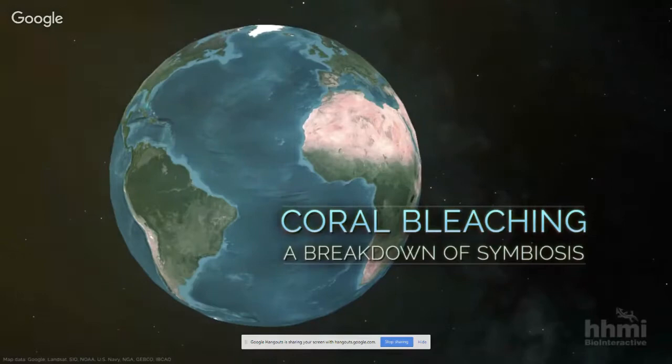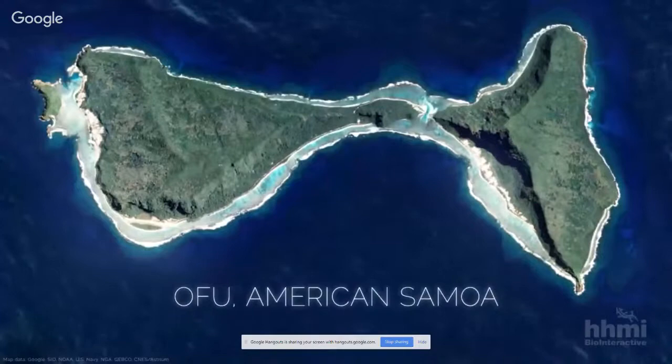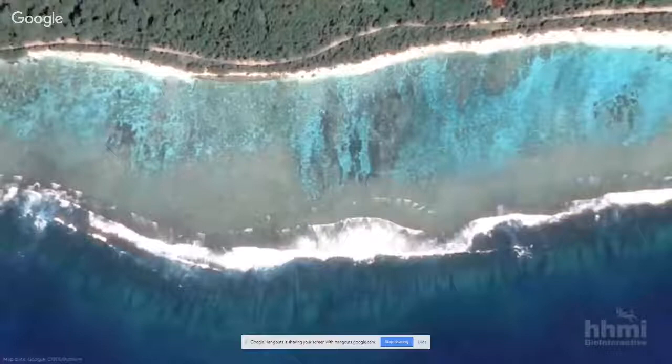Corals are small animals, but they build structures that you can actually see from space. As we zoom in, we see the reefs where I work, a little island called Ofu in American Samoa. The ridge there, the edge, is the coral reef, and as we zoom in, we see what those reefs are. Now, the reefs are made of individual coral colonies, like we see now.